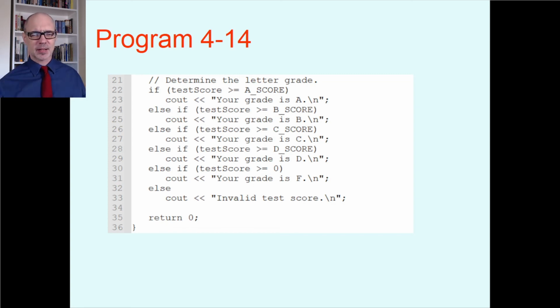Now let's say someone had a 75. You'd get here, line 22: is 75 greater than or equal to 90? False. So you skip over line 23, you don't do that. You go to the else statement.